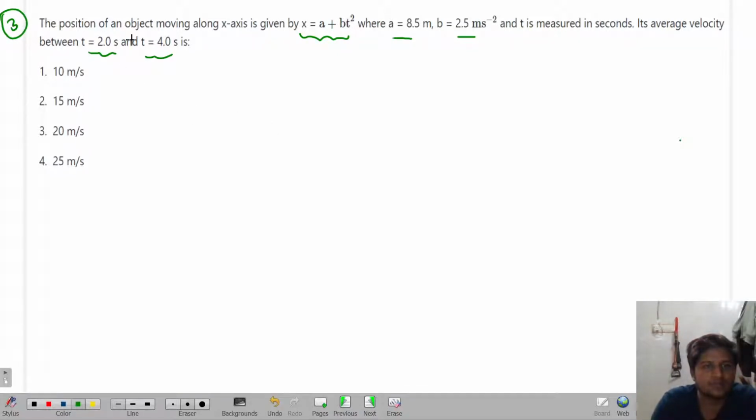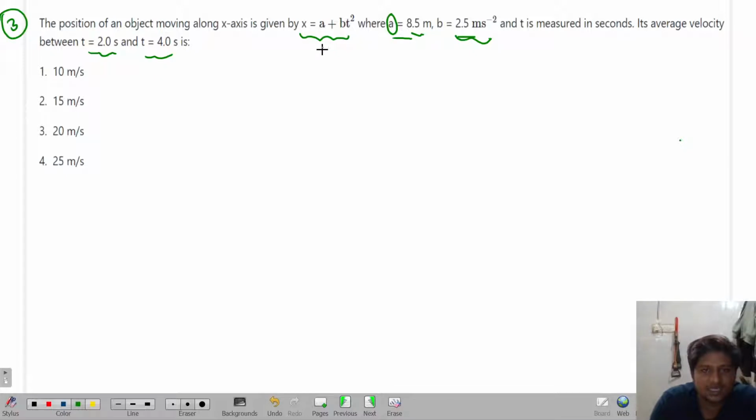Okay, what it is saying: the position of an object moving along the x-axis is given by x equal to a plus bt square, where a is 8.5 meter, b is 2.5 meter per second square. So look over here. A is 8.5 meter, means the dimension of A is length, and the dimension of B is actually acceleration. Are you able to see this question or not? Tell me yes or no. Try to understand this question.